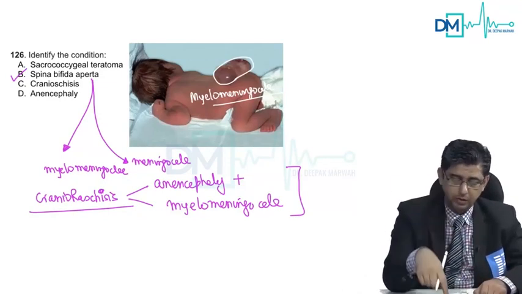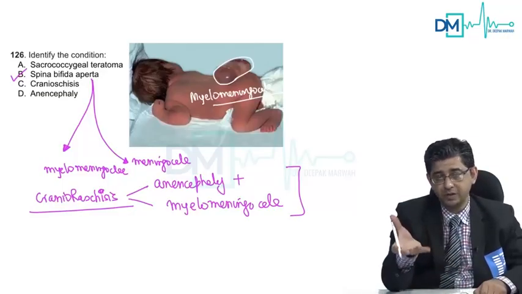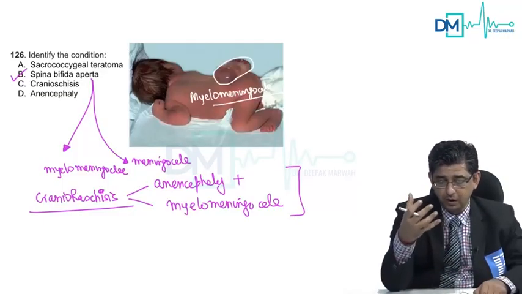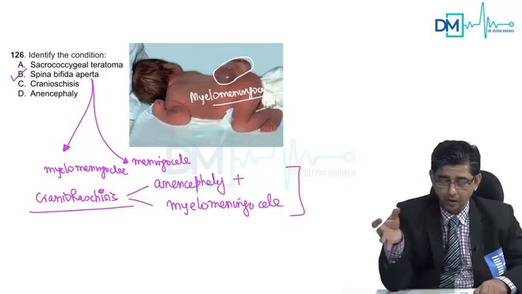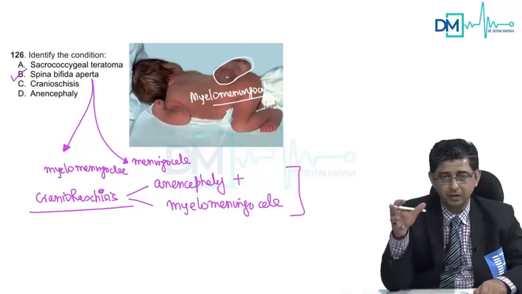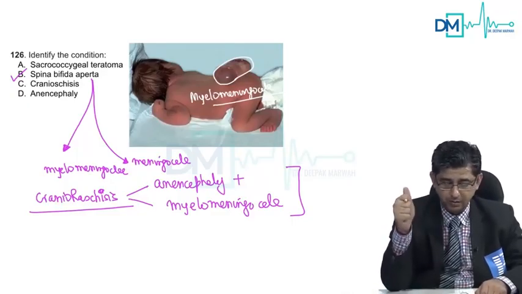A choice of the MCQ, sacrococcygeal teratoma, will present with a solid mass and will be originating much more lower. So this is a cystic swelling at the back at the lumbosacral spine, so that's why the answer is myelomeningocele.